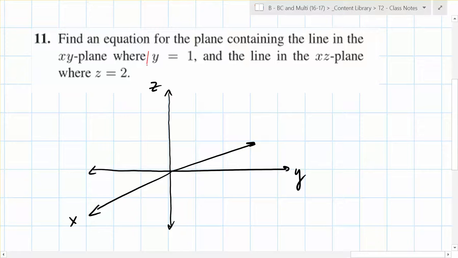be where y equals 1. That'll be, let's say, right here. And it's on the xy plane, so it's this line right here. You agree with that? Are you okay with that?